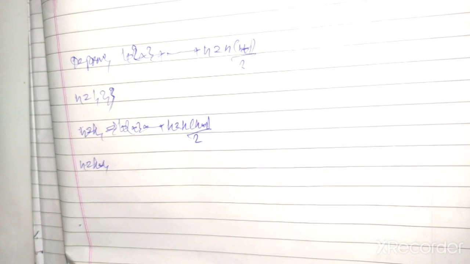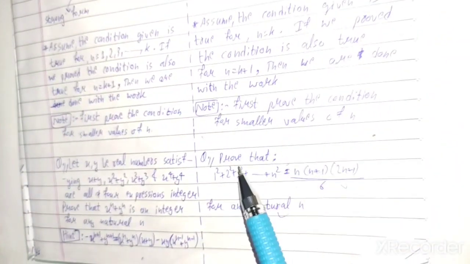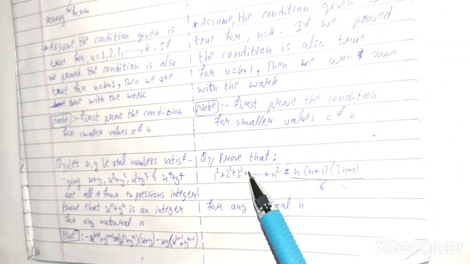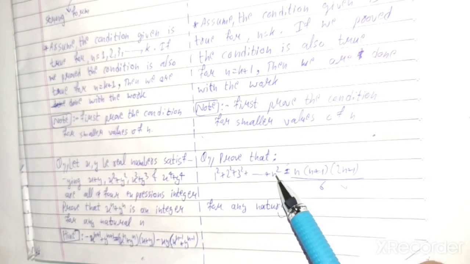You can take it as a practice problem. It is basically the weak form. And one more question is there: the sum of the first consecutive squares, that is 1 square plus 2 square plus 3 square till nth square.